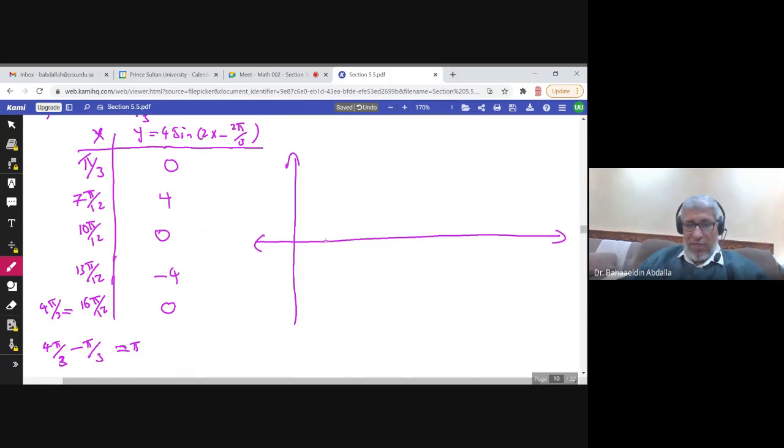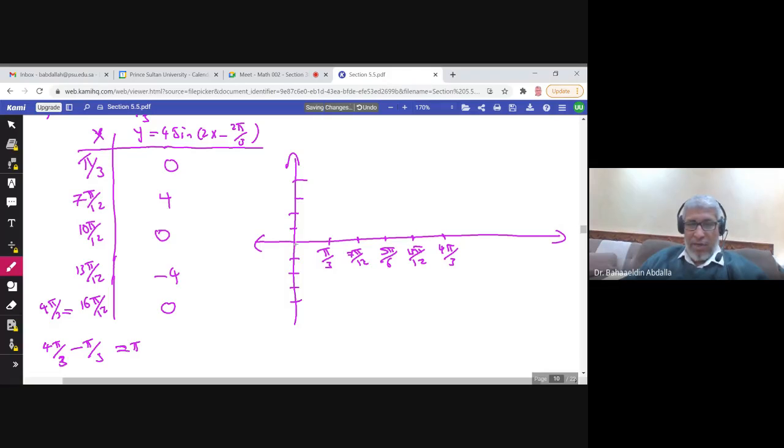So if this is pi over 3, pi over 3 is greater than pi over 4. So pi over 4 would be less than that. So this is pi over 4, another pi over 4, another pi over 4, another pi over 4. So this is 7 pi over 12, and this is 10 over 12, or 5 pi over 6, and this is 13 pi over 12, and this is 4 pi over 3. And I need 4 and negative 4.